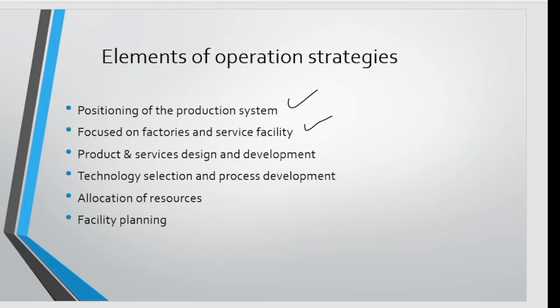In production and service design, we develop our product and services according to our market. Technological selection solely depends upon your product and also your budgetary decision, how much fund you have to adopt new technology or existing technology. Allocation of resources means all the resources we have should be allocated to produce your goods and services. And facility planning is deciding your warehouse or any inventory strategy or any supply chain management, all are in facility planning.